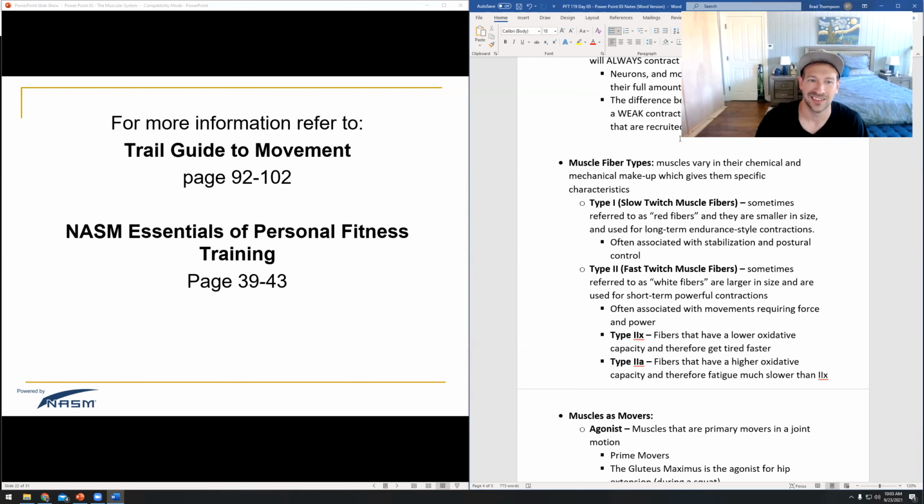It's my favorite thing. So, pages 92 through 102, you can see some great pictures in the trail guide. And then we are in pages 39 through 43 of the regular NASM.